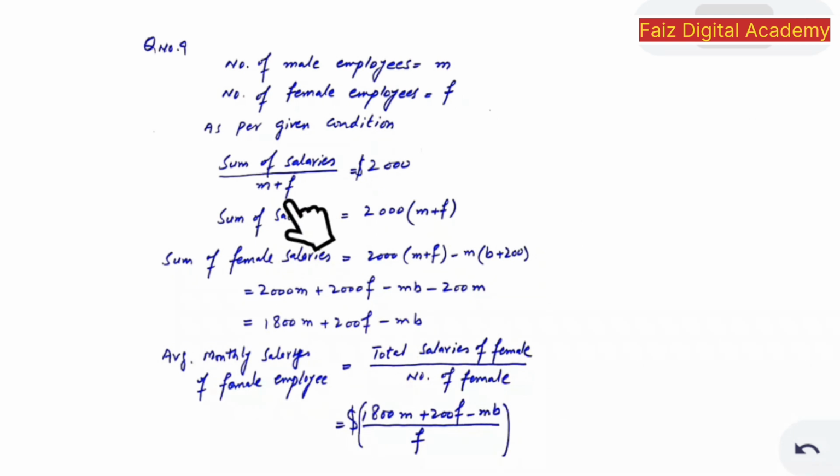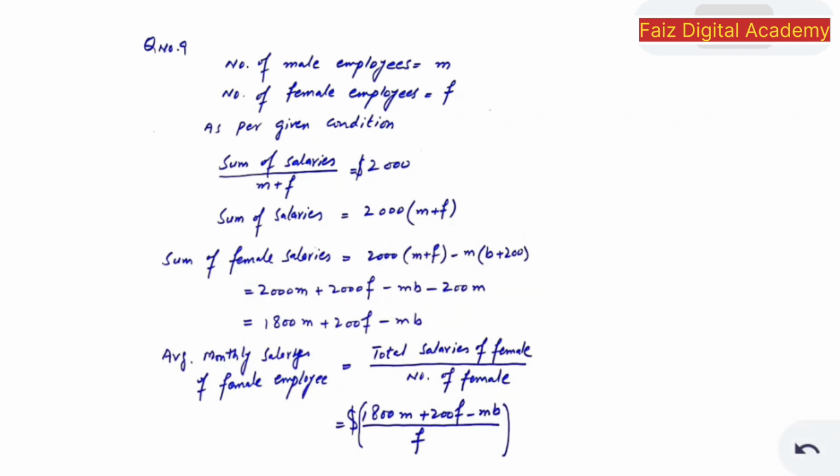So from this formula we can conclude that if we want to find the sum of the salary that is being dispersed between these males and females, the total sum of salary will be 2000(m plus f). This m plus f, which was divided on this side of the equation, when it goes to the other side it is multiplied with this 2000. So we can see that the sum of female salary is equal to the total salary minus the male salary.